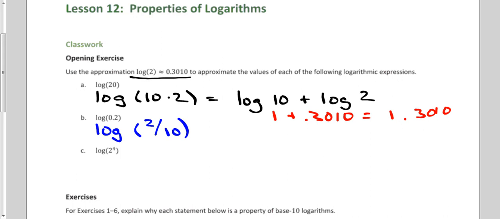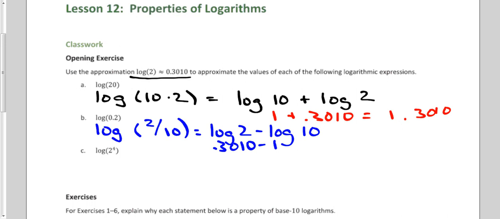And then when I'm dividing, this equals log base 10 of 2 minus log base 10 of 10. And instead of adding this time, we're subtracting. So then I got 0.3010 minus 1. This is review.